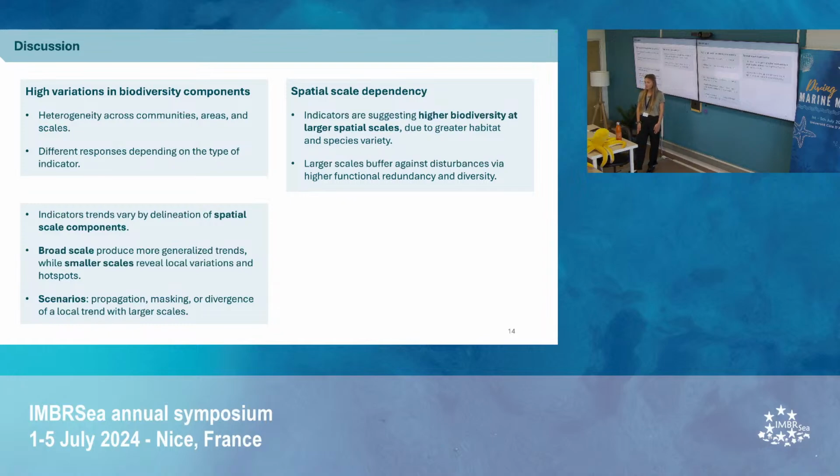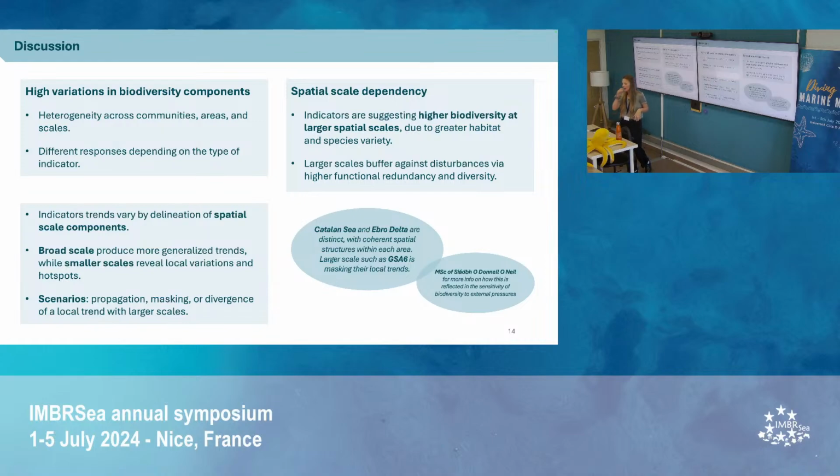The indicator traits are likely to vary by the delineation of the spatial scale components, which are the boundaries, the spatial extent, and the spatial grain. The broad scale indicators produce more generalized trends, while the smaller scale reveals more specific local variations and hotspots of abundances. And as a scenario, we have propagation, masking, or divergence of a local scale with larger scale. As an example, I can talk about the Catalan Sea and the Ebro Delta that are neighbors, but very distinct, and they do have a coherent spatial structure within them. But when we move to a larger scale, such as GSA 6, we are then masking their local trends and just averaging them.